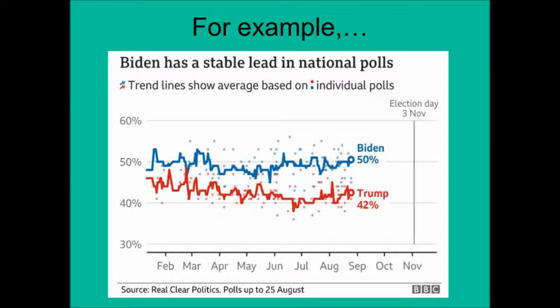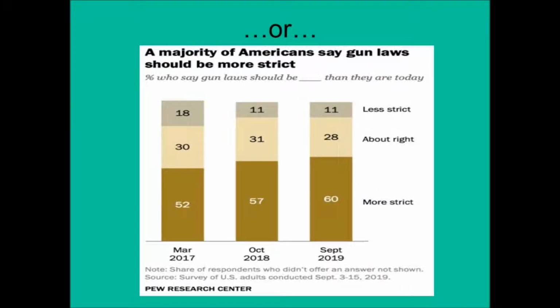For example, this is all through 2020. You hear polls like this: Biden has a stable lead in the national polls. Biden is beating Trump 50% to 42%, according to a Real Clear Politics poll as of August 25th. Or even if it's not about an election, just some sort of issue that's out there: a majority of Americans say gun laws should be more strict, and the number has been rising since 2017 through 2018 and 2019. More and more Americans think that we should have stricter gun control laws.